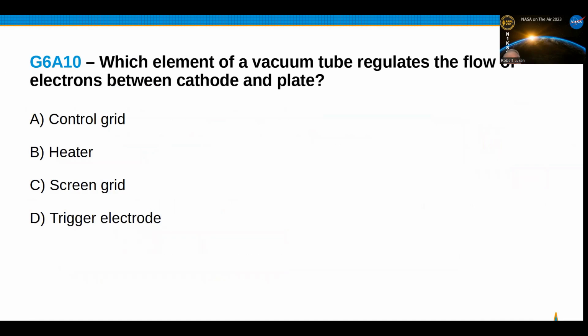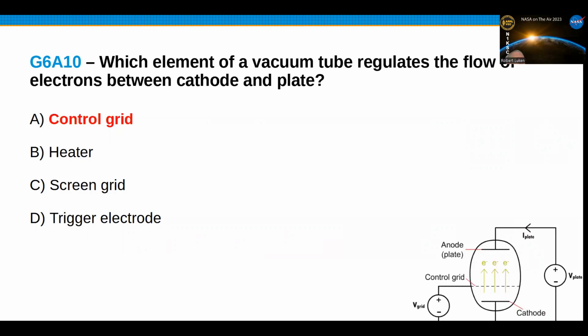Which element of a vacuum tube regulates the flow of electrons between cathode and plate? Control grid. The grid. There you go. And the heater, when it burns out, the tube goes out.